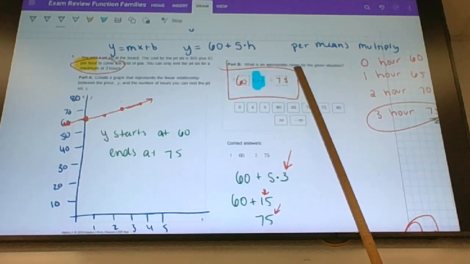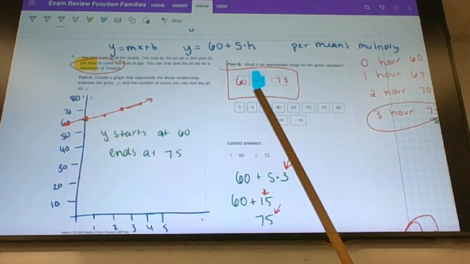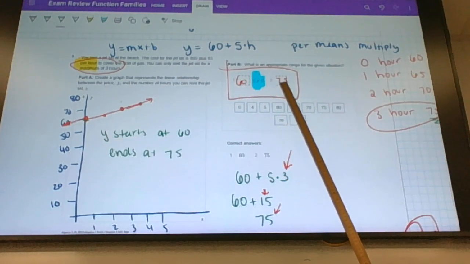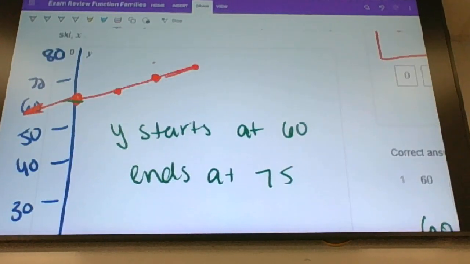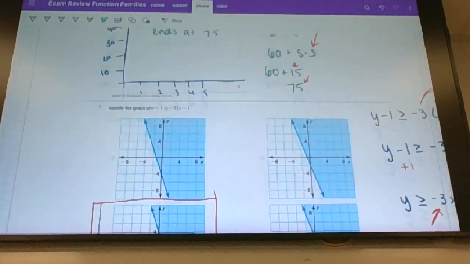So in this part B, it says, what's the appropriate range? Notice it has a y value in there because range is y values. The least you would have to pay is 60. Starts at 60. And the most you would have to pay is 75 because they won't let you get it for more than 3 hours. So your cost is between $60 and $75. Is that good? Are you guys able to graph this without arrows? Because I don't think they should have arrows on it, but in your graph you have to do a line, right? There should be a segment. All right, that is number 8.